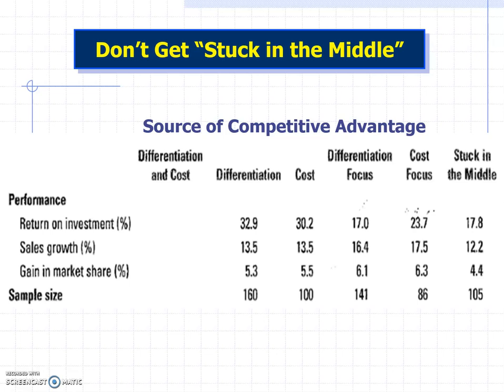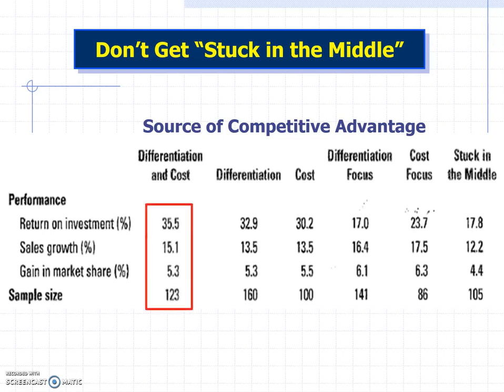Well, we just said that getting stuck in the middle gives lowest profitability, but here these firms are not pursuing a strategy where they're stuck, where they're not going after cost focus and differentiation focus in a very committing way. In this differentiation and cost approach, it's actually what some might call a hybrid strategy. They're kind of doing both. They're doing both and doing both well.